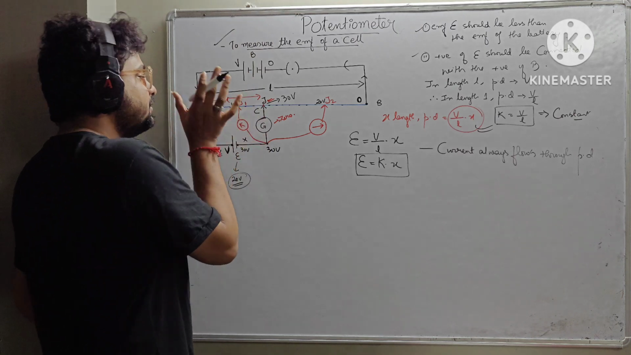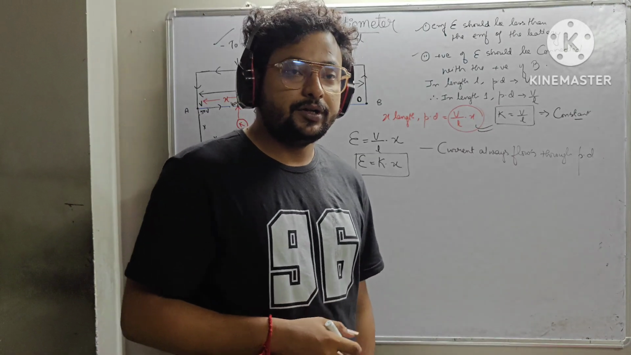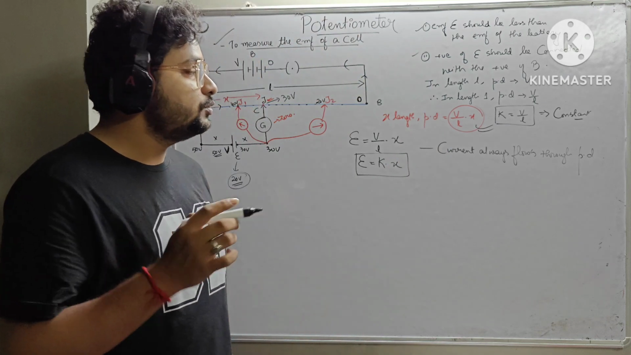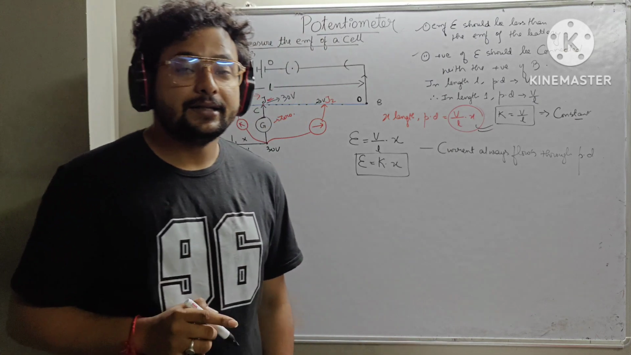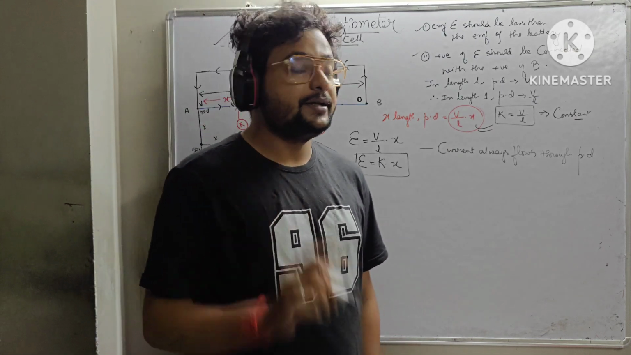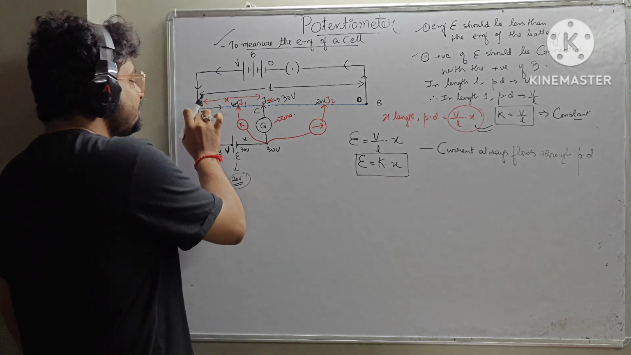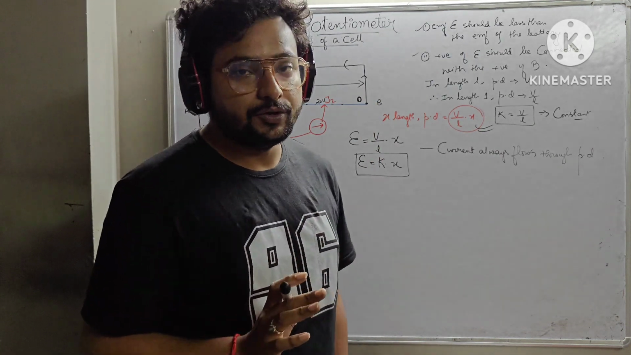So just you have to find out the null point and see at how much distance you are getting the null point, and then you can just multiply with K to get the EMF. But you see, one more thing, the basic important thing, as I said, the EMF should be less than the EMF of the battery. Why? Because you see, suppose the battery is of 50 volt. So in this entire wire you are going to get a potential difference of 50 volt.